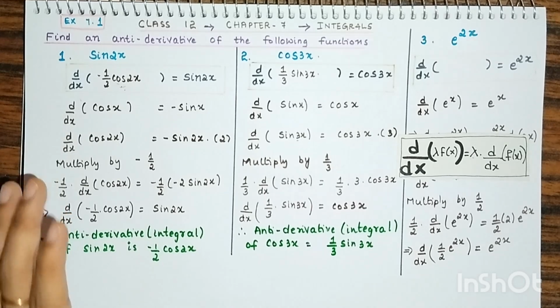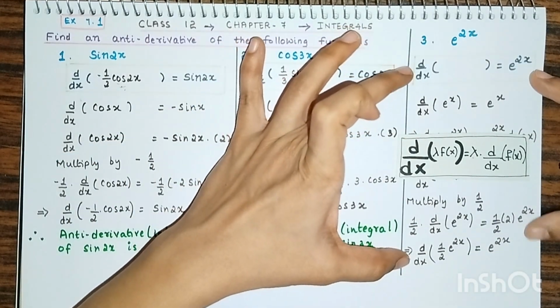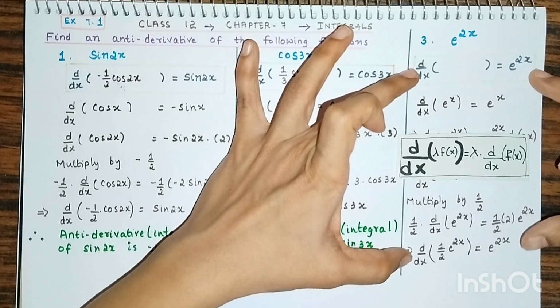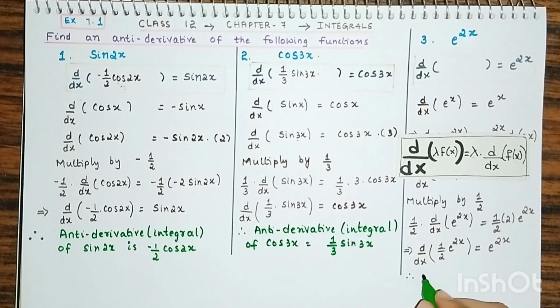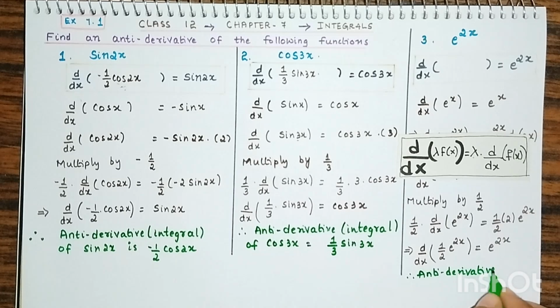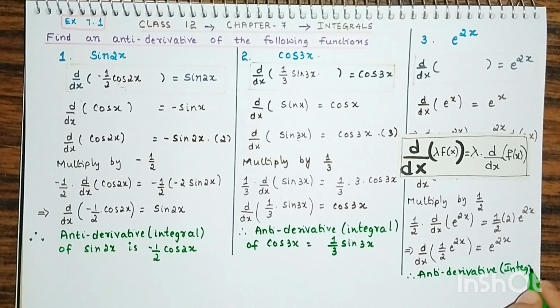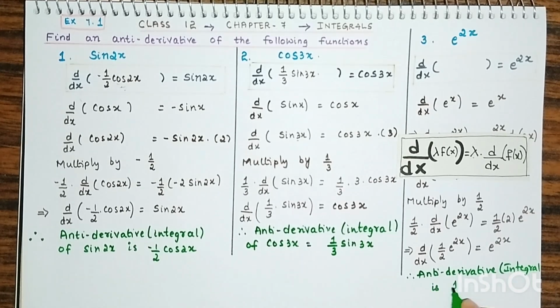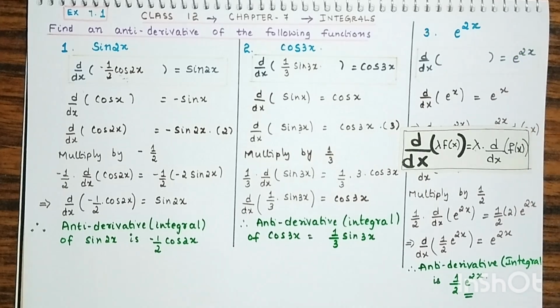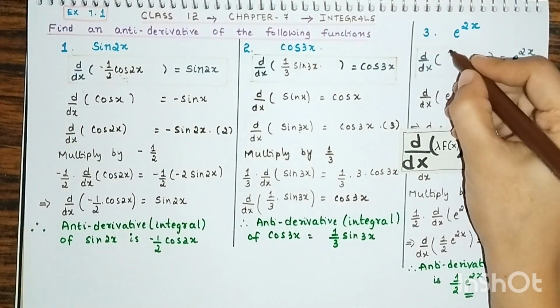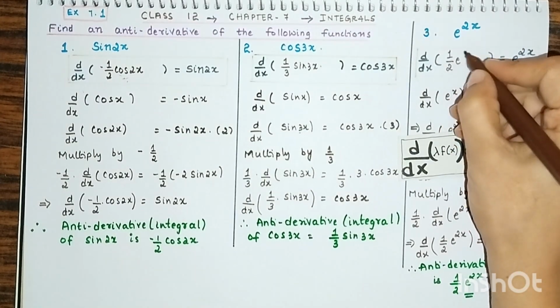So what is the antiderivative? If we compare these two, the function which, if we differentiate, we will get e to the power 2x, that is 1 by 2 into e to the power 2x. So therefore we will write the antiderivative or integral directly as 1 by 2 e to the power 2x. So this is that function. If we differentiate, we will get e to the power 2x. So we'll write here 1 by 2 e to the power 2x.